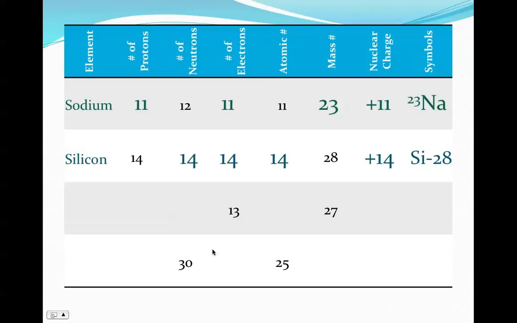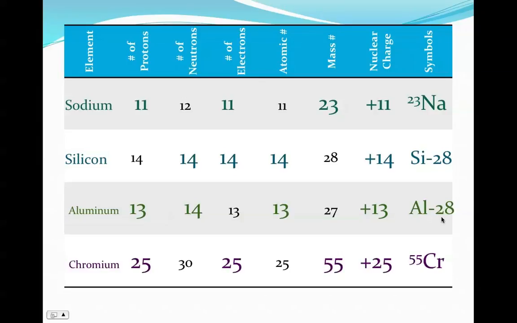All right, next I have the number of electrons is 13 and my mass number is 27. Because this is an atom, my number of electrons also represents my number of protons, which is 13, which gives me the fact that I have the element aluminum. I can figure out, using my mass number minus my protons, to get 14 as my number of neutrons. My nuclear charge is equal to my number of protons, and then I can show aluminum 28 in this symbolic form. And then finally I have chromium.